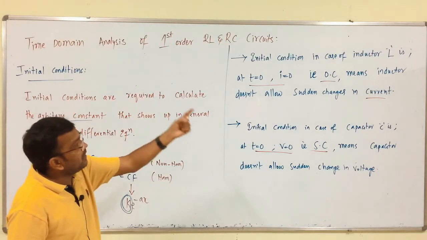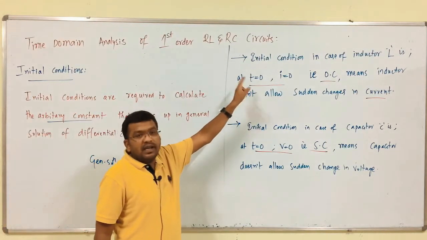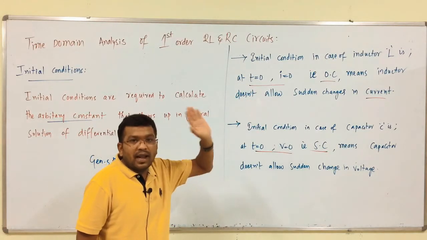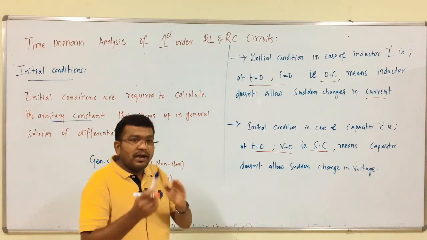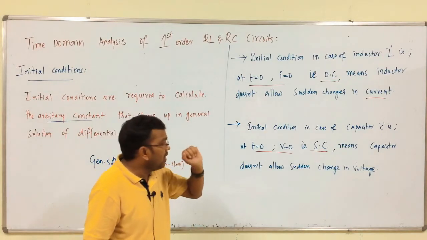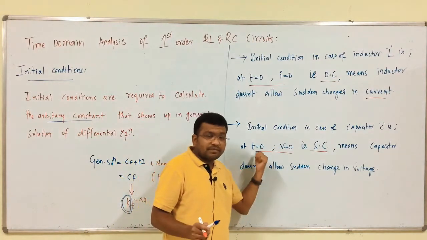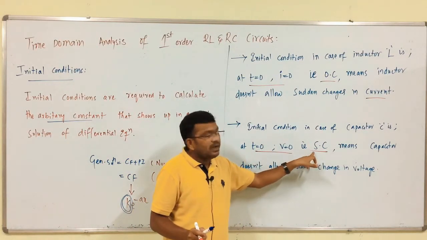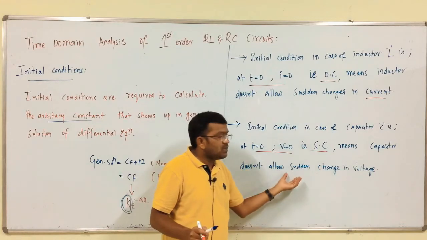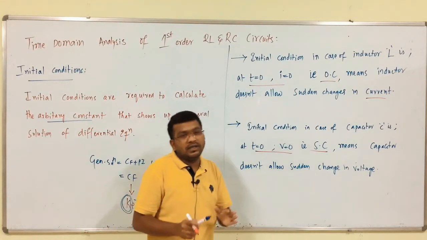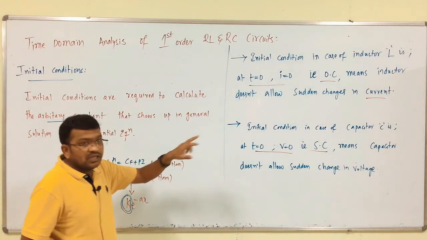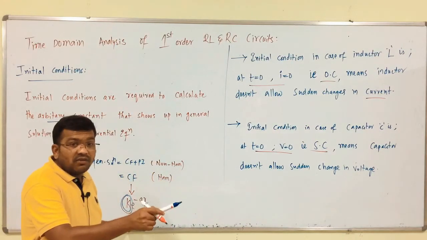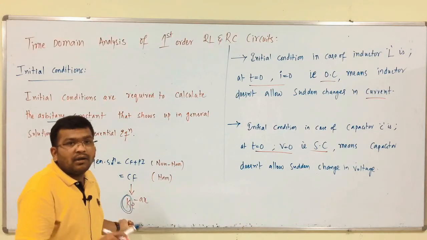In case of an inductor, when t equals 0 and I equals 0, the inductor acts as open circuited, meaning it does not allow sudden changes in current. In case of a capacitor, when t equals 0 and V equals 0, it acts as short circuited, meaning it does not allow sudden changes in voltage. These initial conditions are required to calculate the arbitrary constants in the derivations of RL and RC circuits.